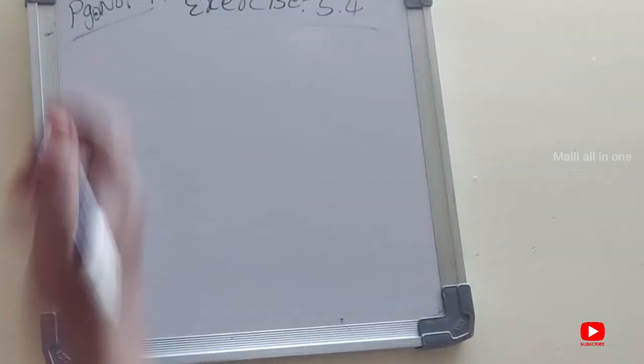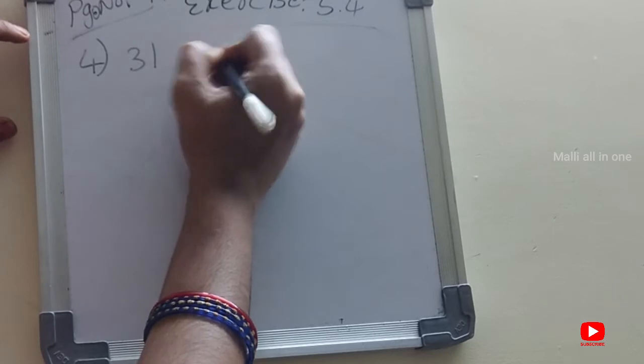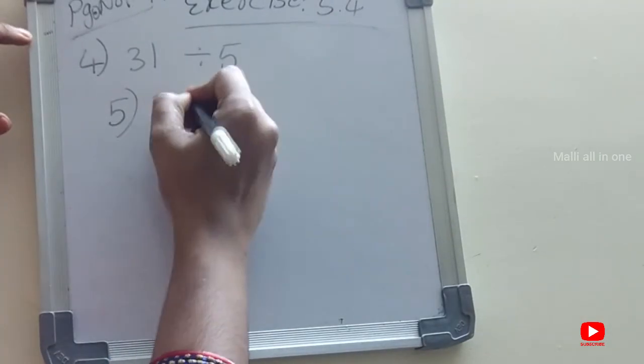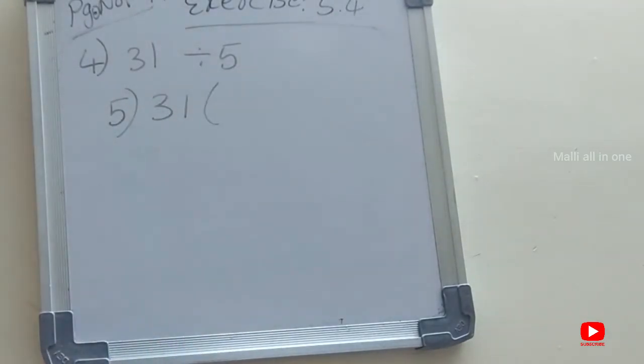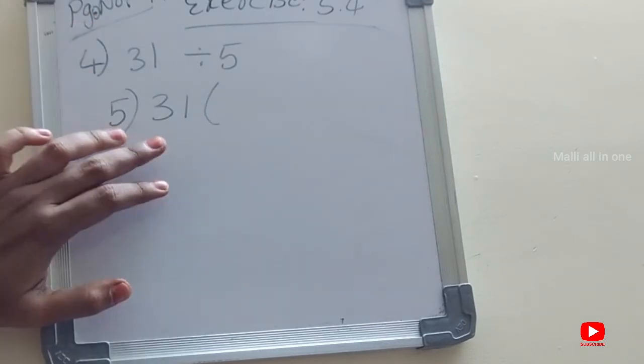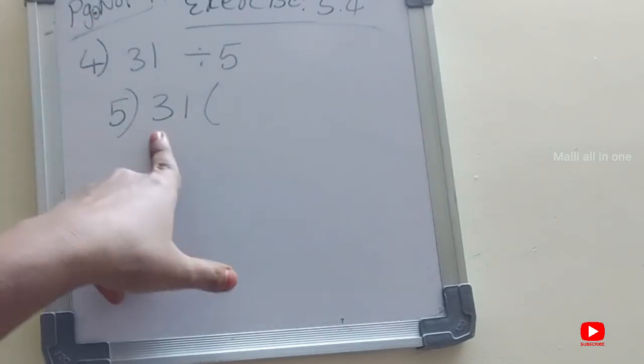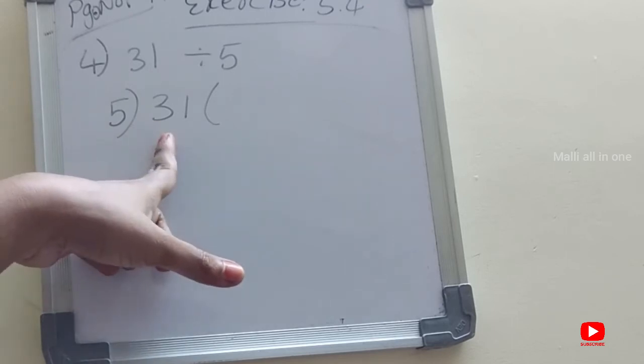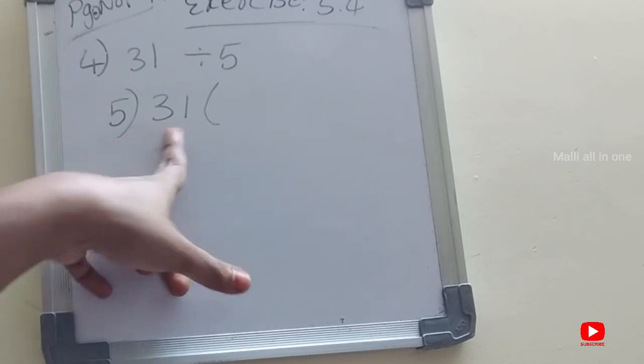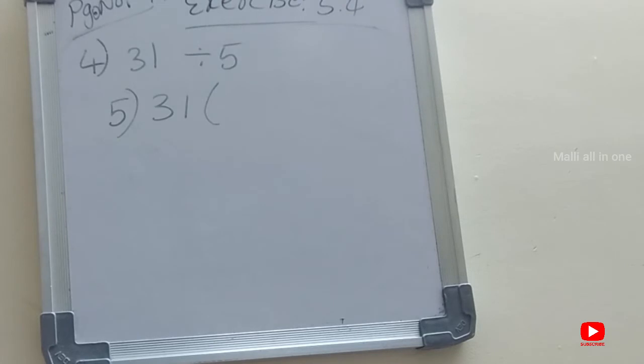Okay children, now the fourth sum, 31 divided by 5. Do you know the 5 table? Very easy. Here observe, some change is there. See, here 3 is given. In the 5 table, 3 is very small, so we should take 2 digits. In the 5 table you have to find this number.